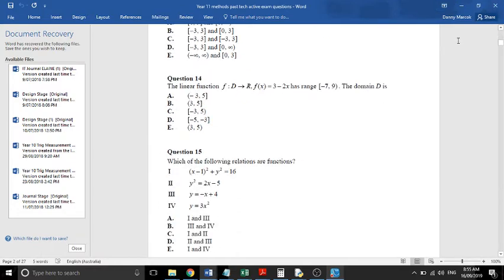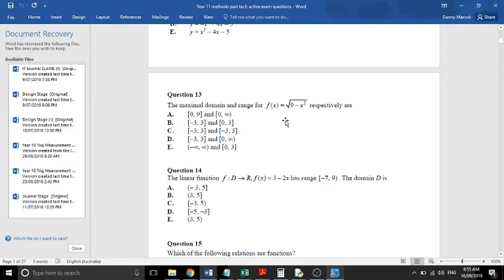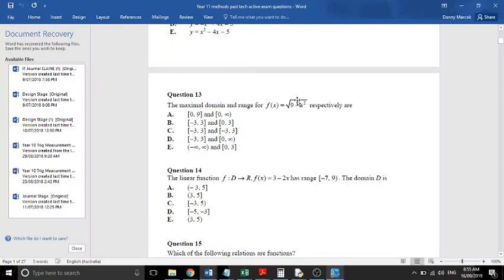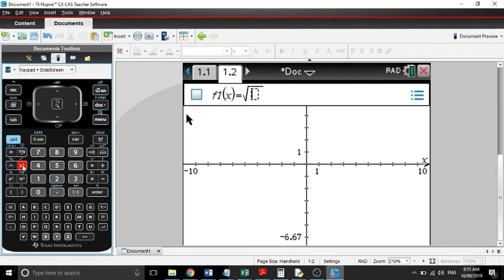The next one, we want to see the domain and range for this thing. So that looks like it's going to be a semicircle, but if we're not sure, we'll graph it. So let's go over to their graphing page. We'll say the square root of 9 minus x squared.